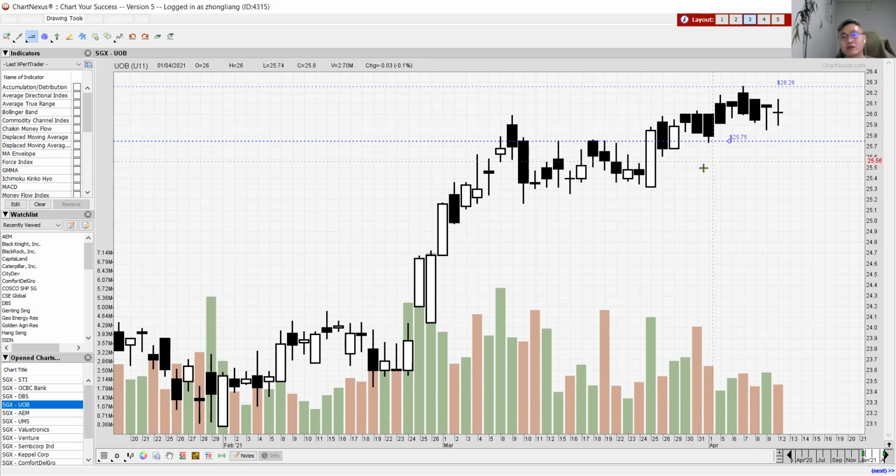So we are looking at UOB breaking above 26.26 to resume back its uptrend, while breaking below 25.75 will be a potential signal for more downward movement. Okay, so no doubt that we don't have a clear movement here. To establish a clear movement is fairly simple. What we just need is that UOB breaks up above 26.26 to give us a strong sign of potential upward movement.